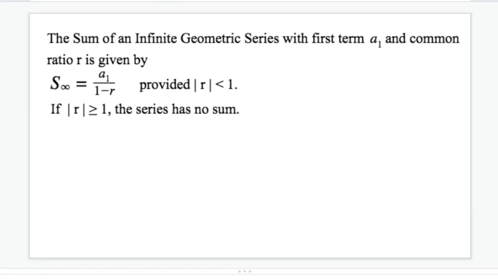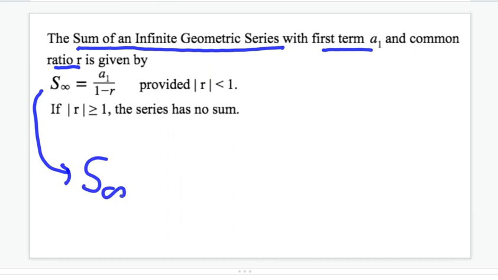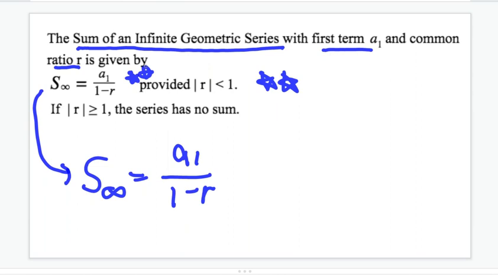So those same concepts that we just saw can get us to the formula for the sum of an infinite geometric series. If the first term is a1 and the common ratio is r, so we haven't changed those, that's what those have been all along, we have the formula that S infinity is equal to the first term divided by 1 minus r. But there's a big important fact: this holds provided the absolute value of r is less than 1. If the absolute value of r is greater than or equal to 1, then the series has no sum.